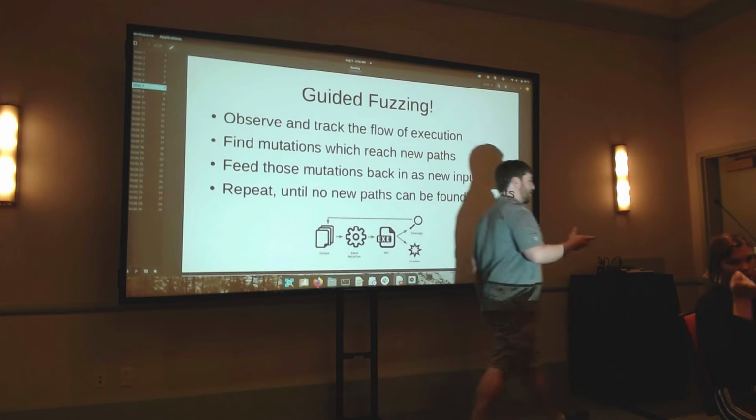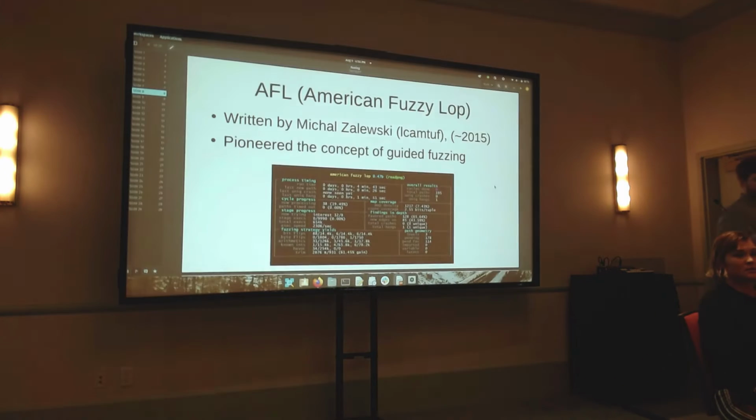So this is a process, but this allows us to reach deeper into the program and find more complex code paths. So I think the seminal tool, the tool that really brought this to the masses and made this easy for everyone to do is AFL, which stands for American Fuzzy Lop, written by this gentleman who I think now works at Google. Anyone used AFL before?